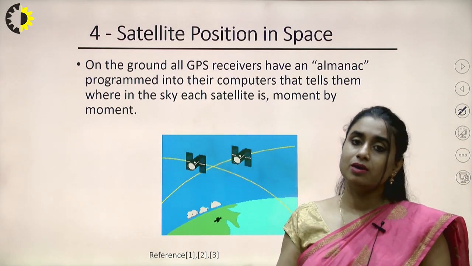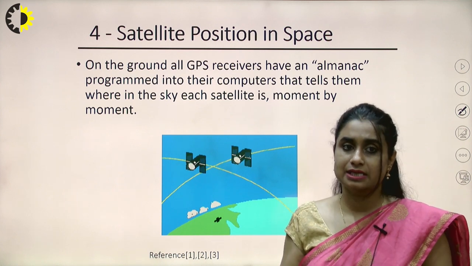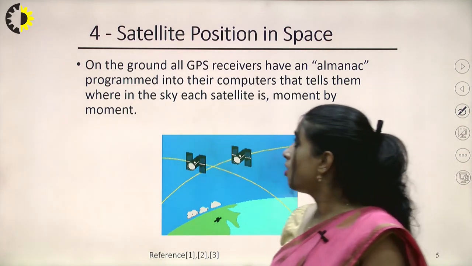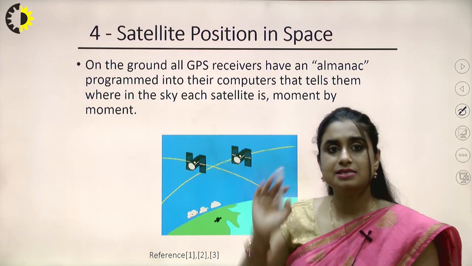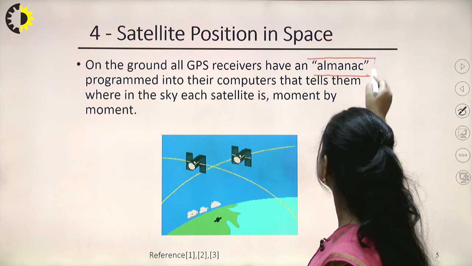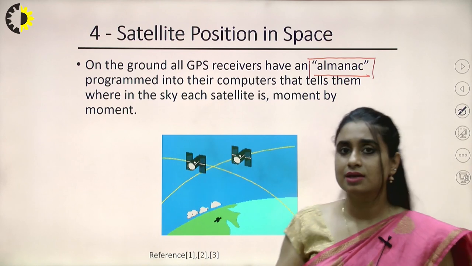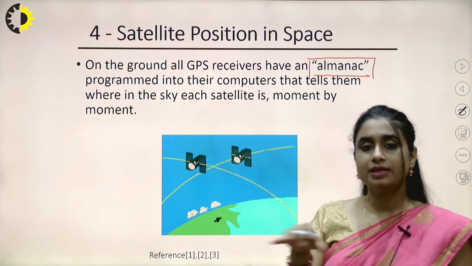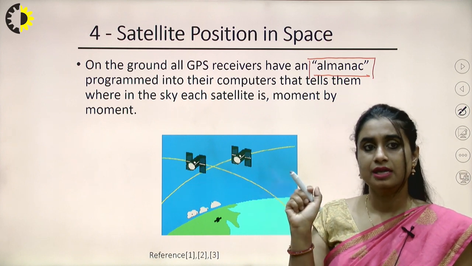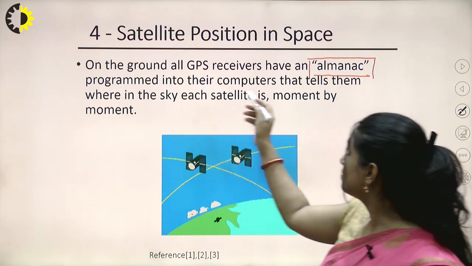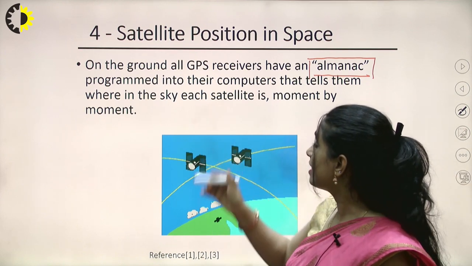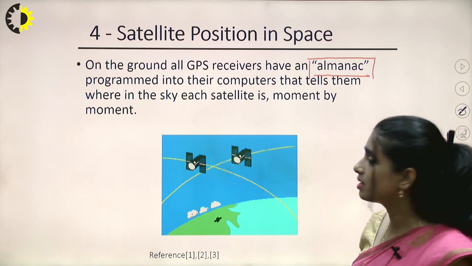Now, if we talk about satellite position in space, how is it known or calculated all the time? On the ground, all GPS receivers have an almanac. This has information about the satellite. All the necessary information about the satellite is already preloaded. This is programmed into their computers that tells them where in the sky each satellite is moment by moment.